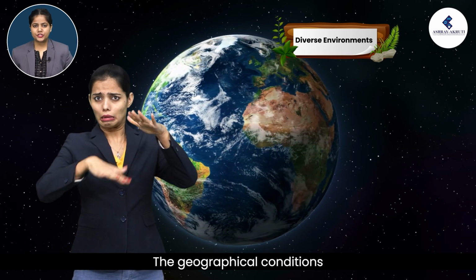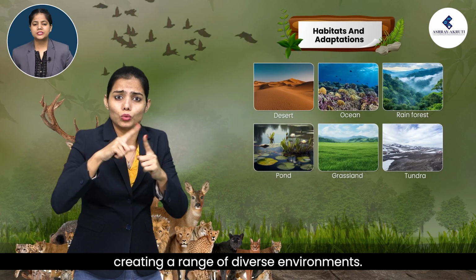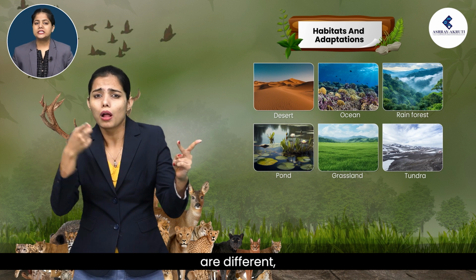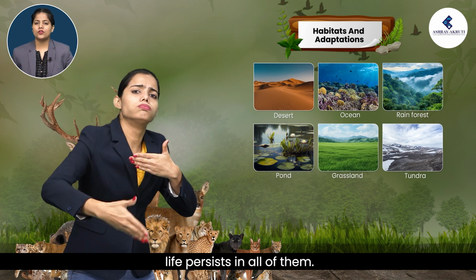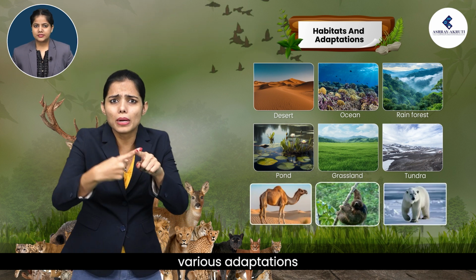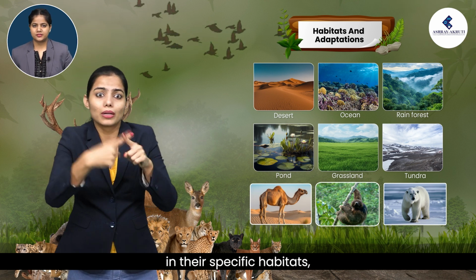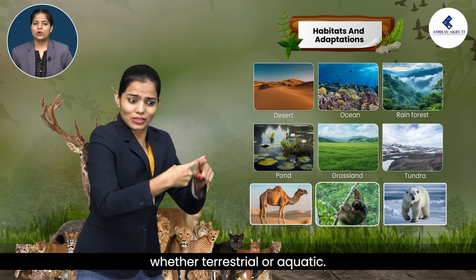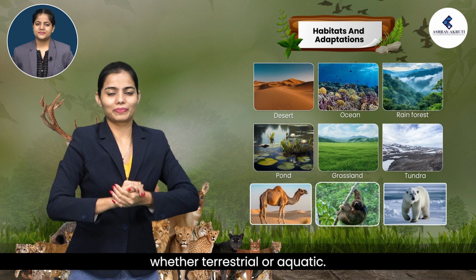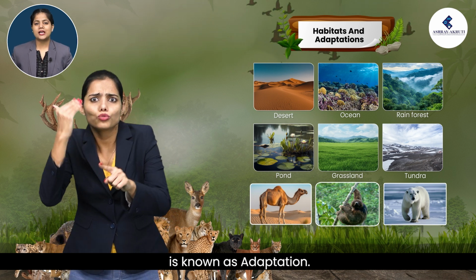The geographical conditions across the earth vary widely, creating a range of diverse environments. Even though these conditions are different, life persists in all of them. Organisms have evolved various adaptations that allow them to survive and thrive in their specific habitats, whether terrestrial or aquatic. This remarkable ability to adjust to their surroundings is known as adaptation.